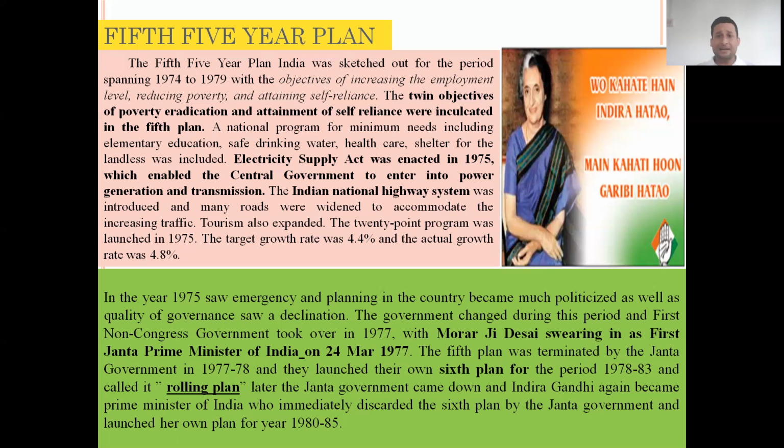So in the next class, we'll focus on the sixth and seventh five-year plan. Till now, we have discussed the fourth five-year plan, its achievements, and the fifth five-year plan, its objectives, achievements and failures too. The fourth and fifth five-year plans are very important to discuss, because in competitive exams or other exams too, questions related to the fourth and fifth five-year plans are likely to come.